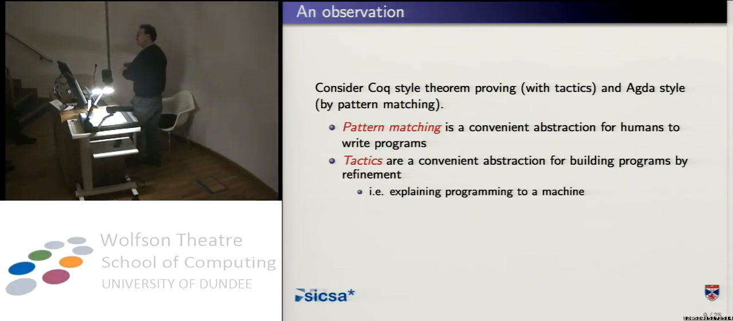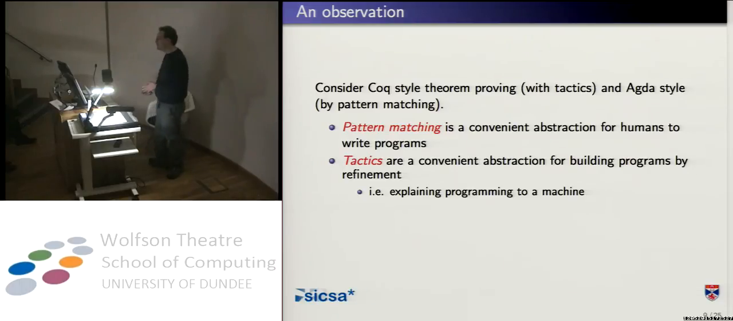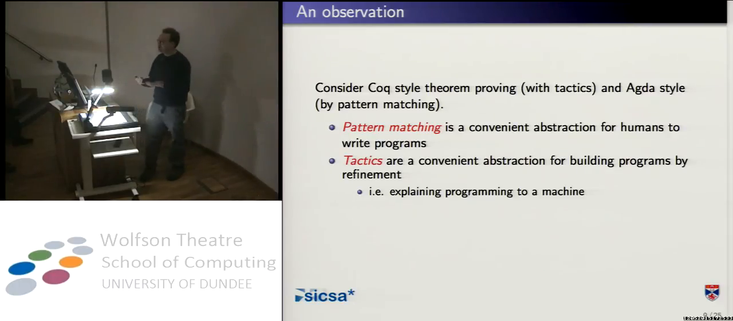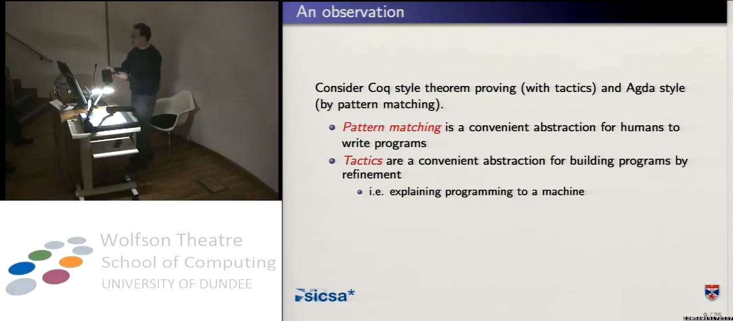Whereas if you're writing a proof in Agda, for example, or Haskell, you prefer to write in a pattern matching style. So it's a nice abstraction for humans. So a human can look at your pattern matching program and read it and see what's going on. Whereas if you happen to be a machine, it's quite nice to write a program sort of by refinement, by repeatedly applying tactics. But a human's going to look at that and not know what's going on.